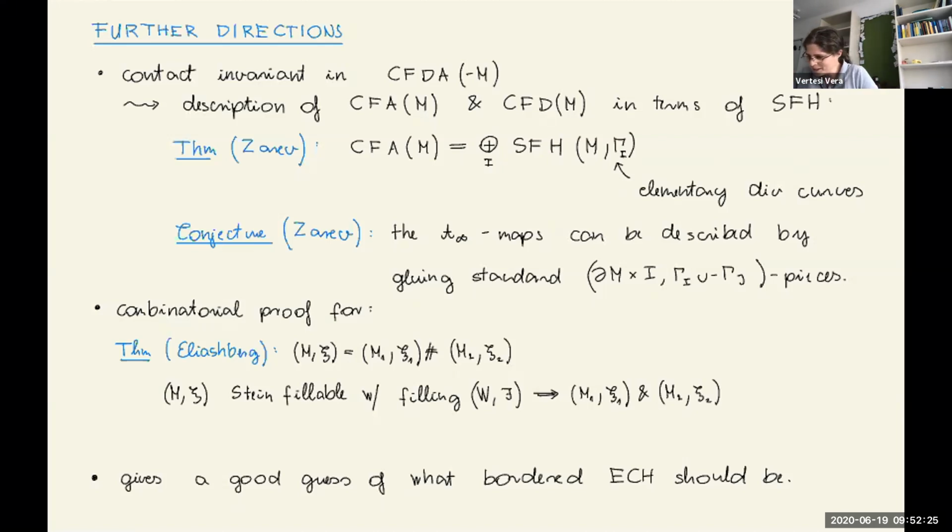And then there is another thing. I think that these foliated open books would actually give you a good guess of what bordered ECH should be, because the map between Heegaard Floer homology and ECH is using open books, and one direction of this map can be generalized, I think, for these foliated open books. You would get a guess, and I'm not promising anything more than that.